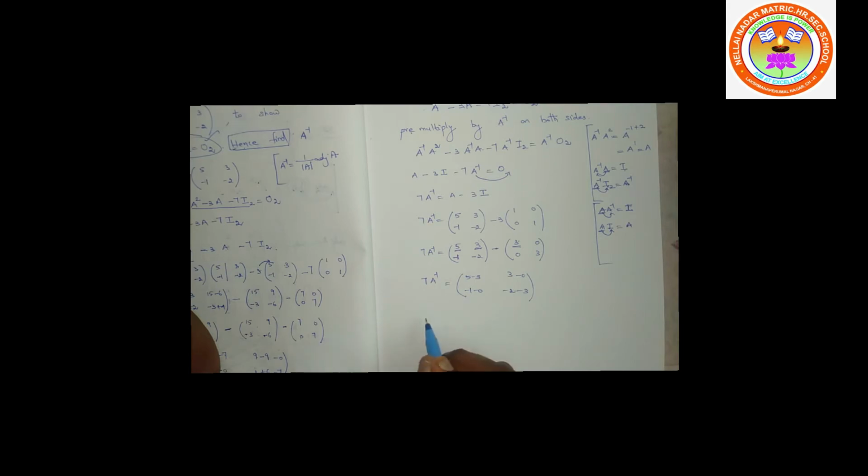So 7 A inverse is equal to 5 minus 3, which gives us 2, 3 minus 0 gives us 3, minus 1 minus 0 minus 1, minus 2 minus 3, which gives us 5. But I need to find A inverse only, so still a 7 is present. If this 7 is in multiplication on the left hand side, when it comes to the right hand side, it becomes division. 1 by 7, 2, 3, minus 1, minus 5, nothing but A inverse.